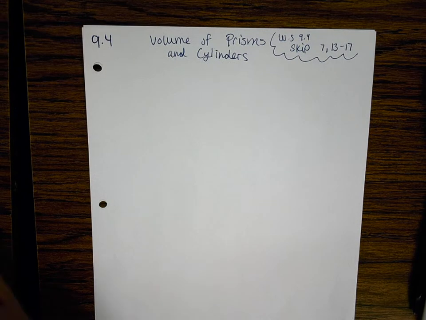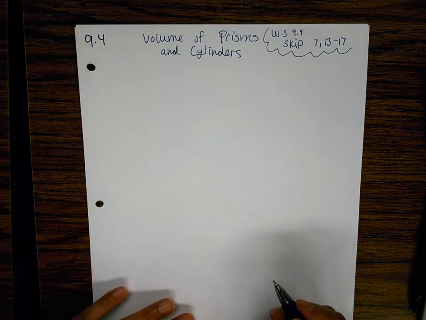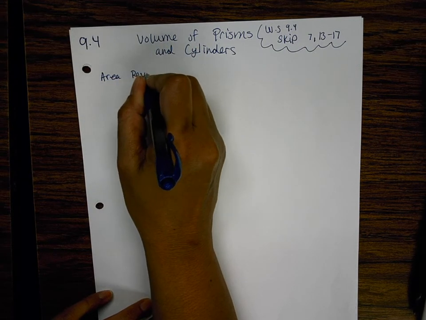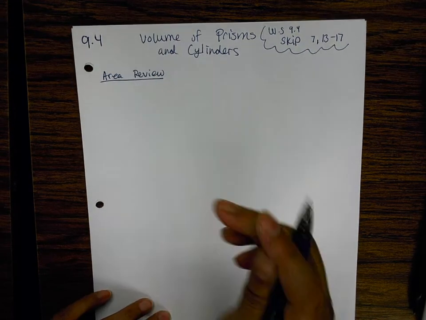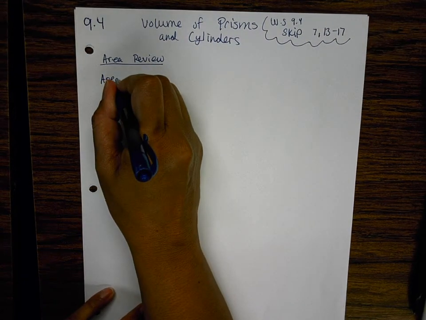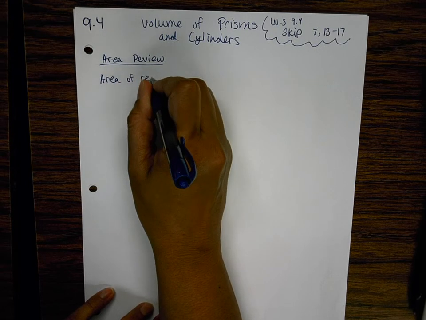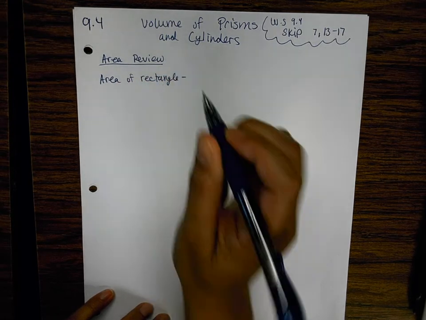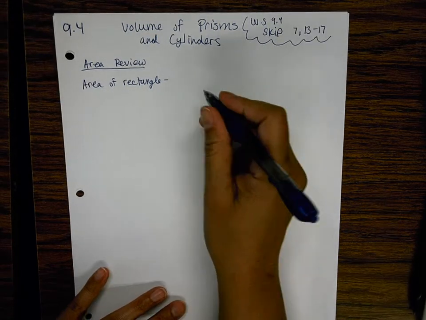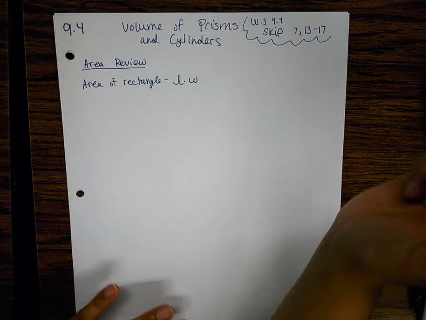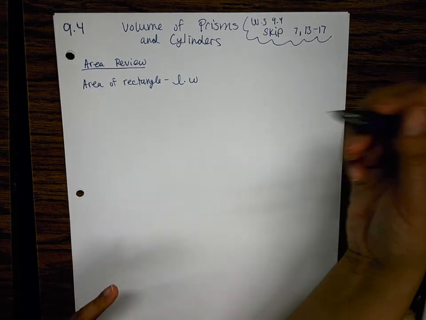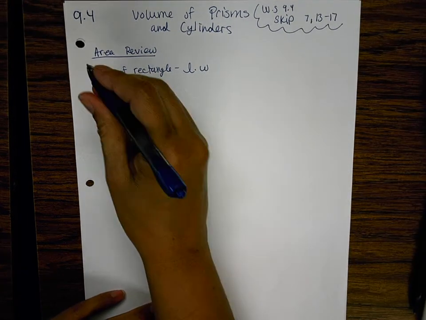Alrighty. Now, before we get too far into volume, I want to do a quick area review, area review from elementary school. How do you find the area of a rectangle? The area of a rectangle works the same as the area of a square, and that is length times width. A square would be length times length or width times width because they would be the same value.